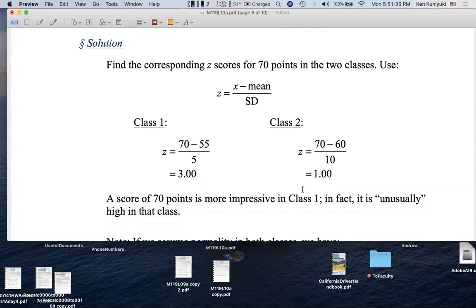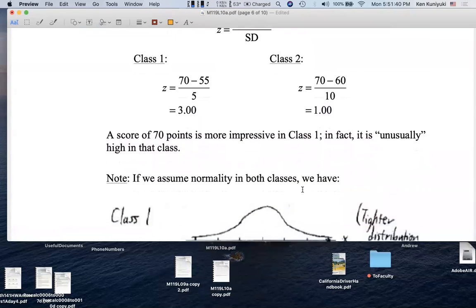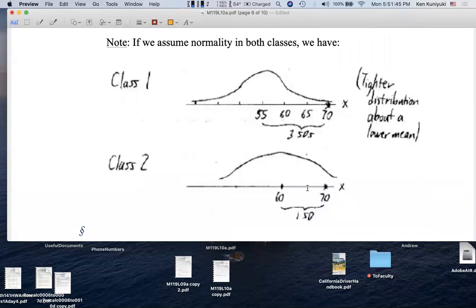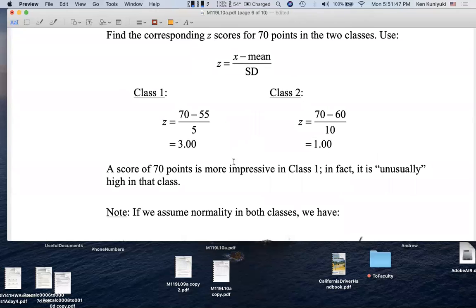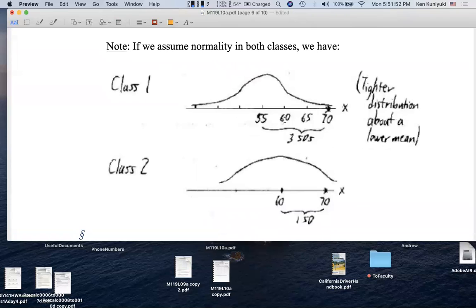All right. Now, if we assume normality in both classes, we can draw the following pictures. Okay, and then if you're more of a visual person, this might be more for the algebra and arithmetic people, but if you're more of a visual person, imagine this. Class 1 had a mean of 55 points and a standard deviation of 5 points. Remember, one interpretation for standard deviation is as the horizontal distance from the mean line to either inflection point, where the graph changes concavity. Again, you don't have to know that, but it's a nice thing to know, all right?